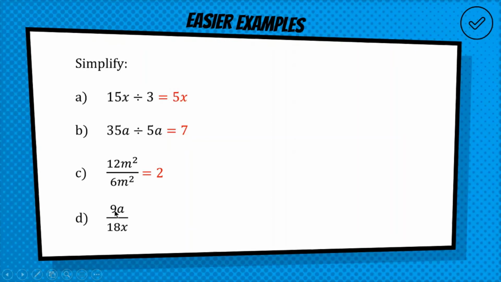What we can do is write 9 divided by 18. Well, if you simplify this fraction, that'd be a half. Yeah, 9 out of 18 is 1 out of 2. So my final answer would be 1a over 2x, but as I said in class, we don't usually write 1a, we just write a. Okay, so a and x have not really changed, but the 9 over 18 has simplified to 1 over 2.